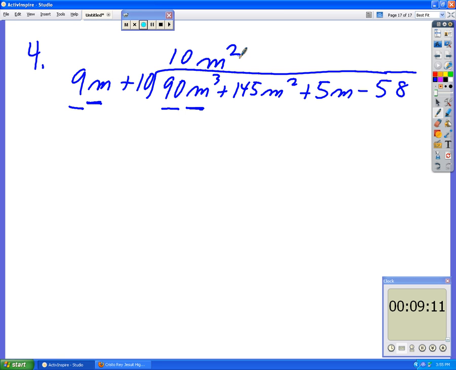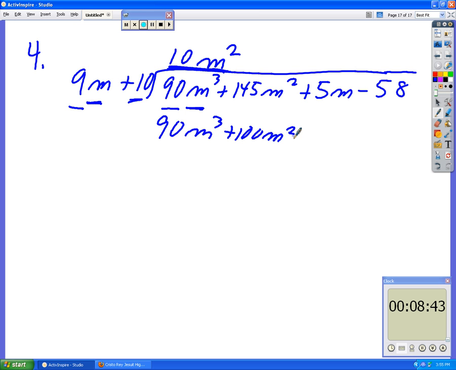10m squared on top times the 9m on the left side. 9 times 10 is 90, and the m times m squared is m to the third power. Then multiply the 10 times the 10. This 10 times the 10m squared. 10 times 10 is a positive 100. And I have m squared here, and no m with the 10, and so it's m squared.